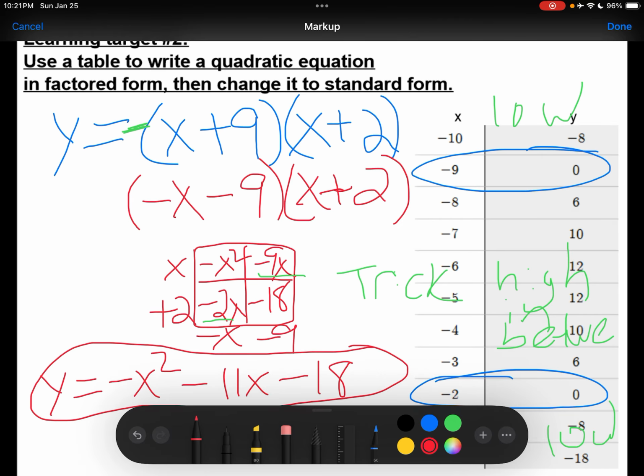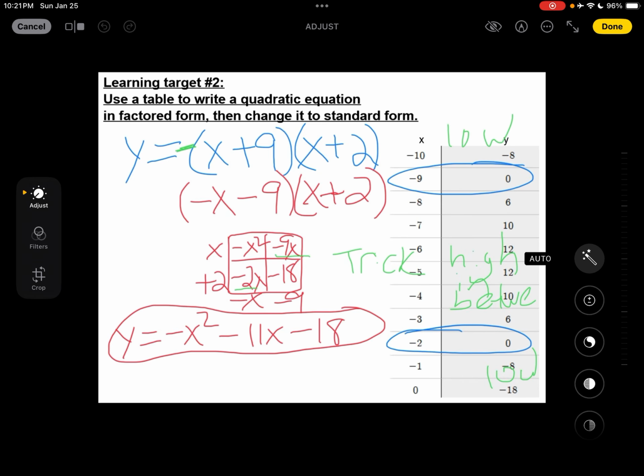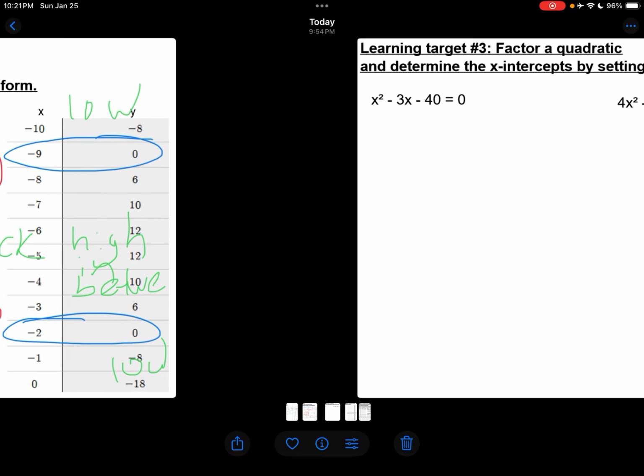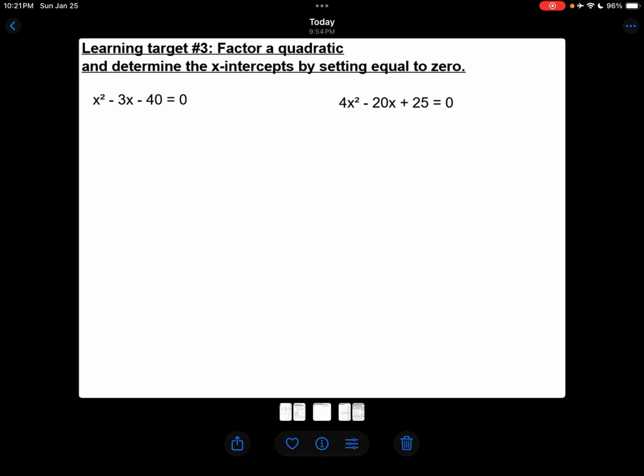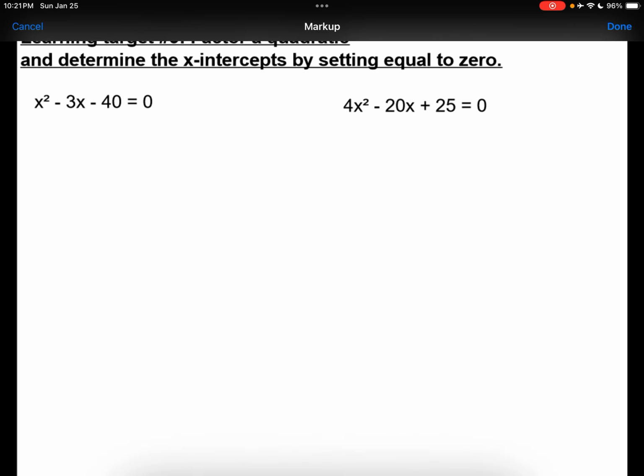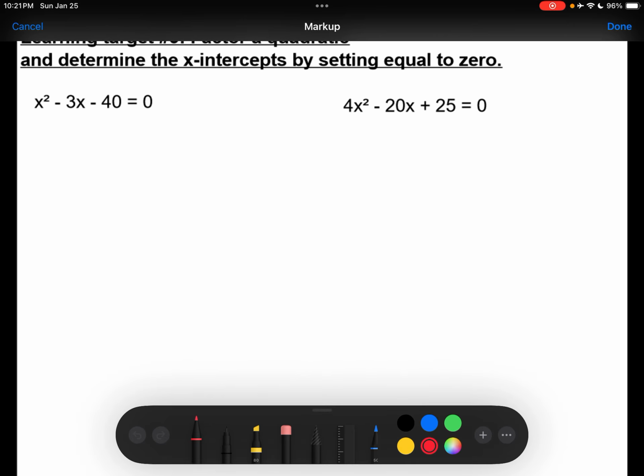Once again, I'm going to be doing examples that are probably of the medium or harder problems. All right, 2 down, 3 to go. Here's learning target number 3. Factor a quadratic by setting it equal to 0. We've been spending months on this now. We were doing this since December, maybe even late November.